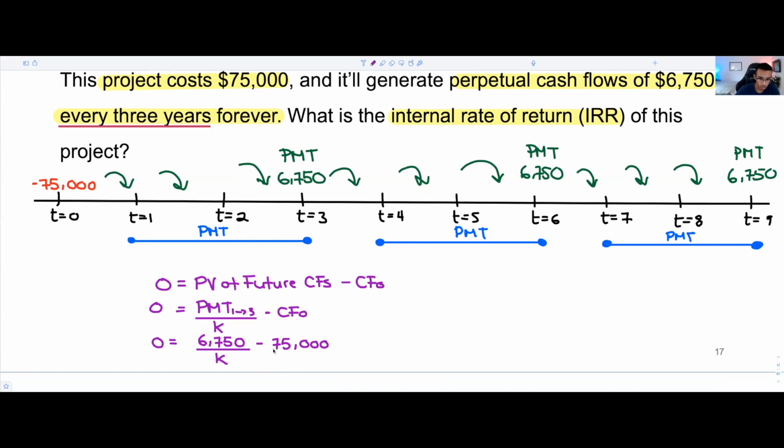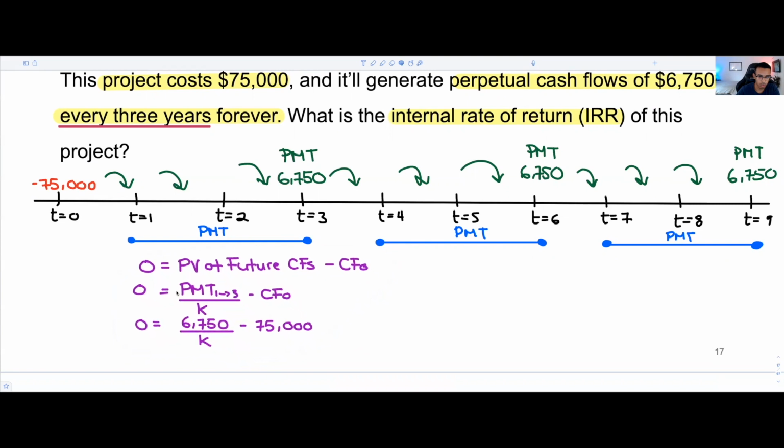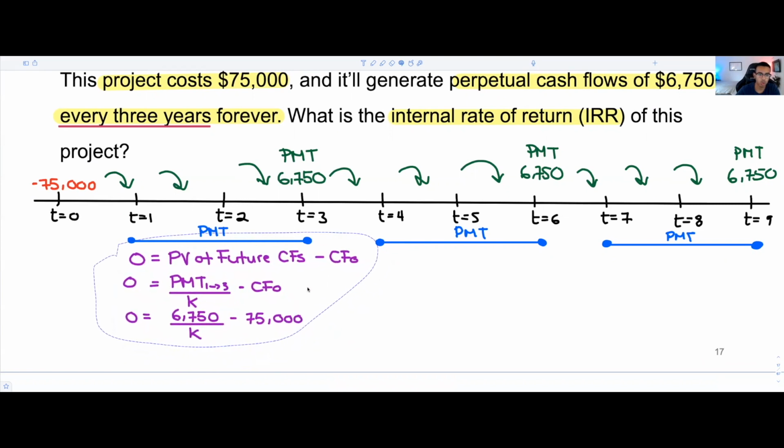So I'll write it here. Actually, I'll just bring this up and I'll write it. This is just a simple type of high school math, so I won't take too much time covering what we need to do. K will be equal to 9%. All right. So notice how we do this: 6,750 divided by 0.09, you will get 75,000. So now you have your K, which is 9%.